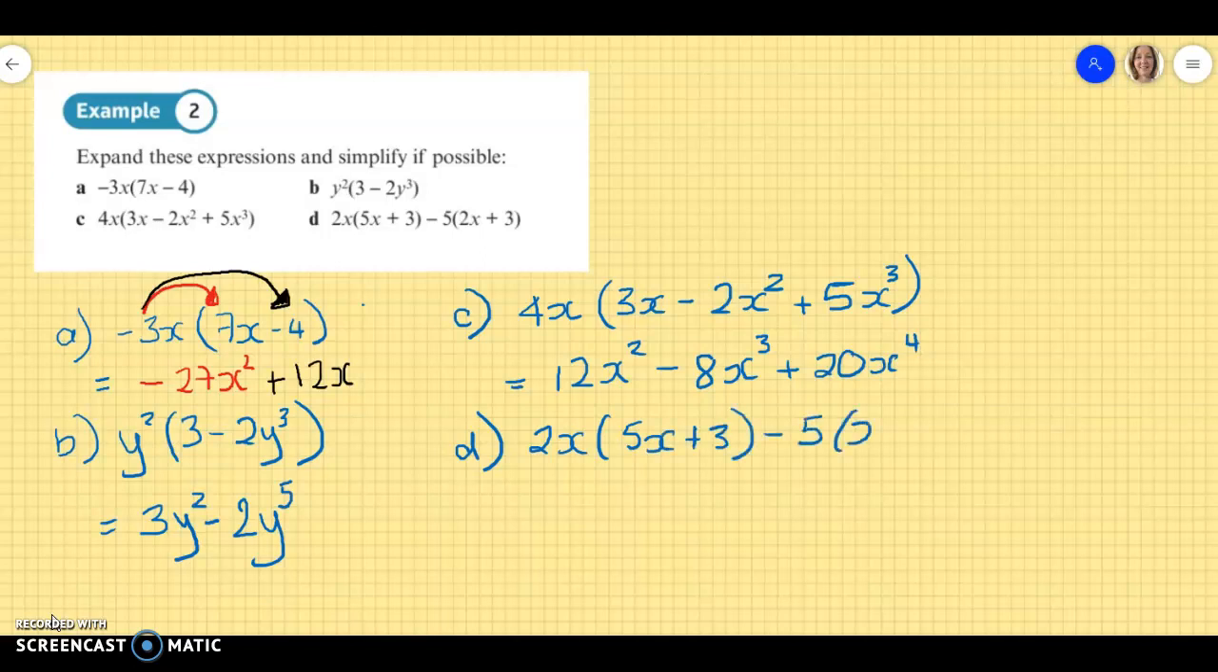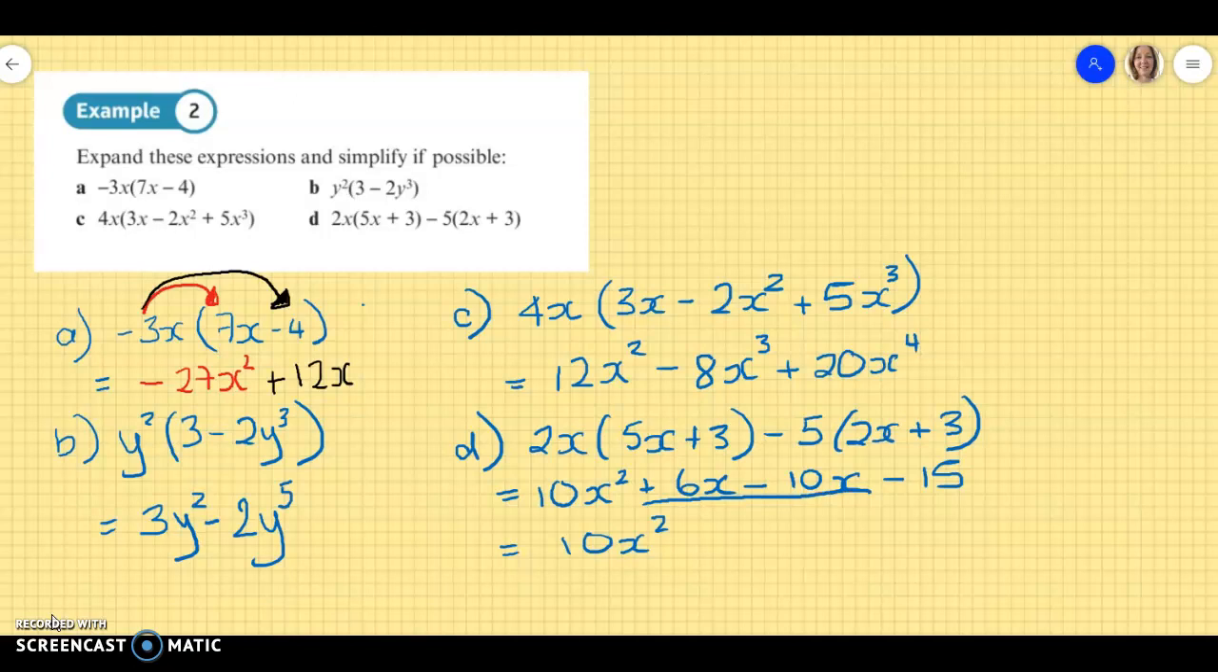Remember and be careful with the minus outside of a bracket, it changes the signs each time. So this one, 2 times 5 is 10, x times x is x squared, plus 6x, minus 10x, minus 15. Then you've got to simplify these bits because they're the same, just x's, so you're going to end up with minus 4x. Because this is the minus, the big term, that's plus.